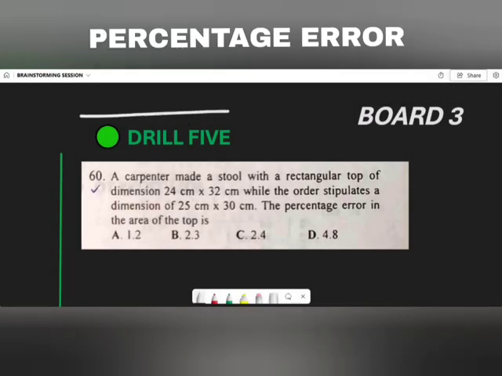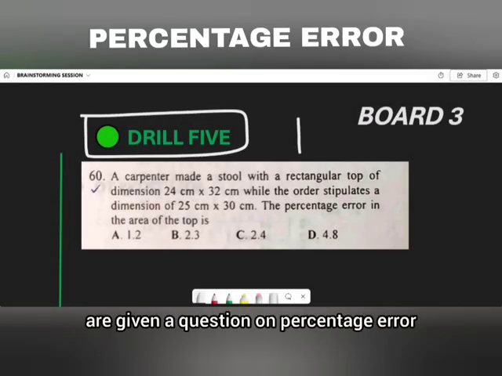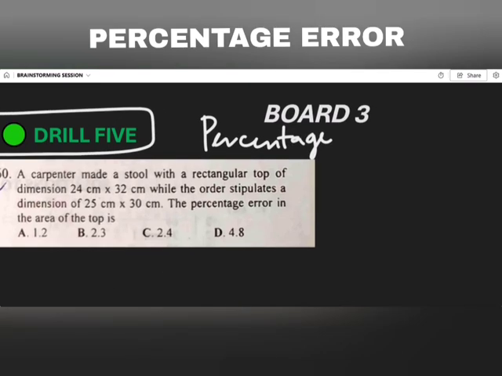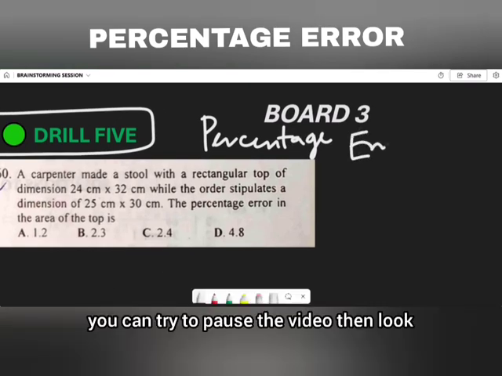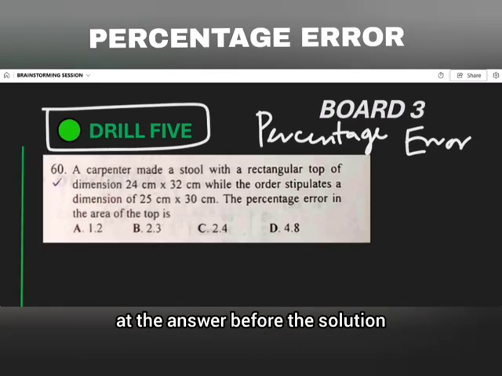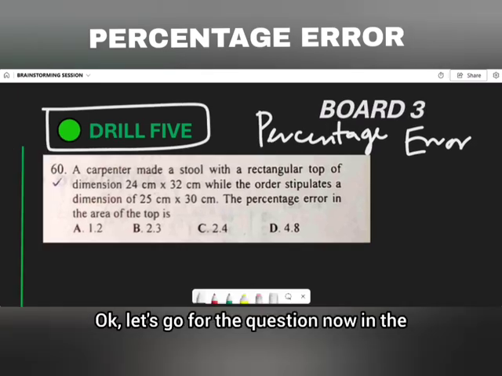Grade 5, we are given a question on percentage error. You know you can solve this. You can try to pause the video, then look at the answer before the solution. Okay, let's go for the question.